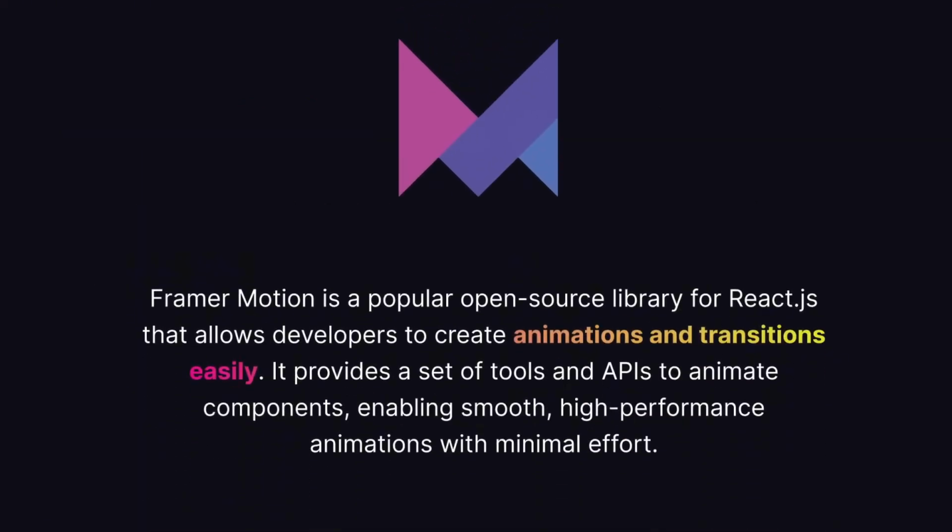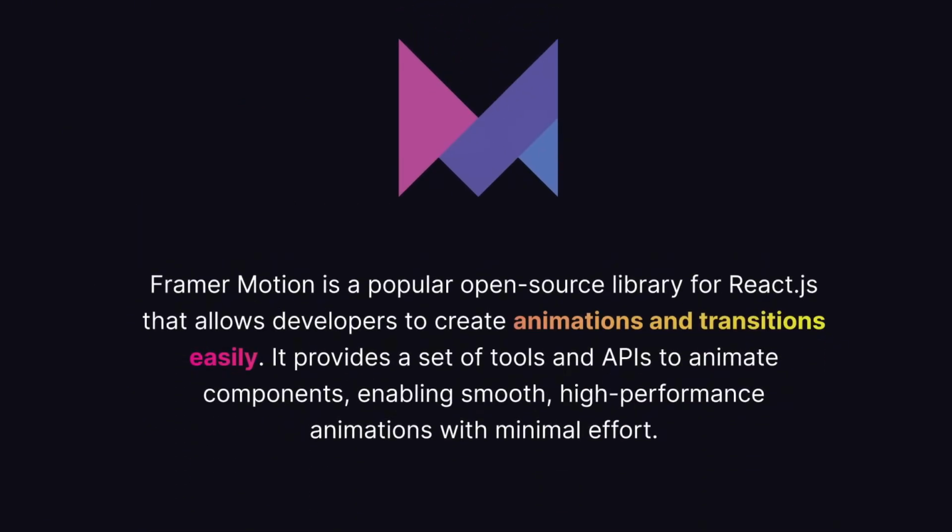Let's talk about Framer Motion. Framer Motion is a popular open source library for React.js that allows developers to create animations and transitions easily. It provides a set of tools and APIs to animate components, enabling smooth and high performance animation with minimal effort. So that's just a basic definition of what Framer Motion is.